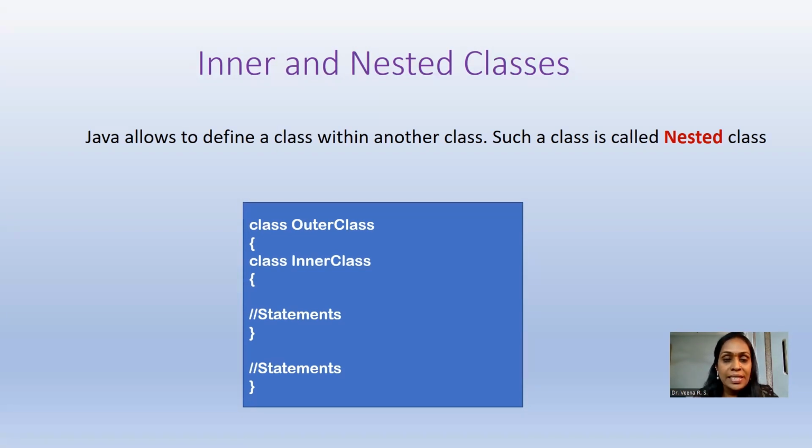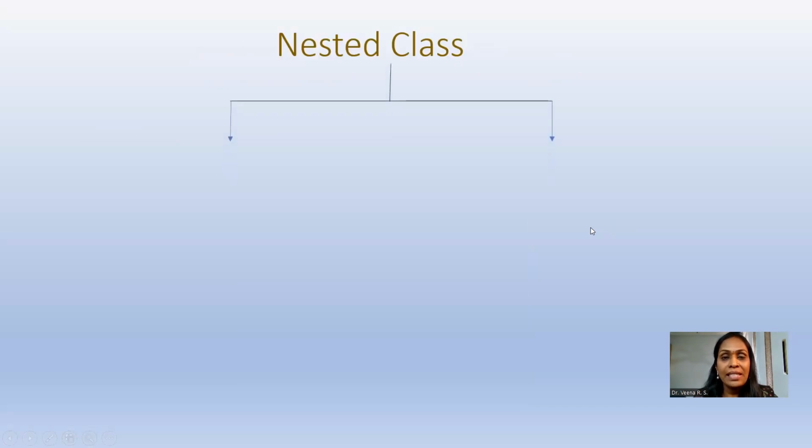Suppose I create a class named outer class, and before closing the outer class, if I define one more class within the same class, then those classes are called inner or nested classes. So here you can see we have created one class named outer class, and inside that class we are trying to create one more class called inner class. So there comes the concept of nested classes and inner classes. We'll just see what the different types of nested classes are.